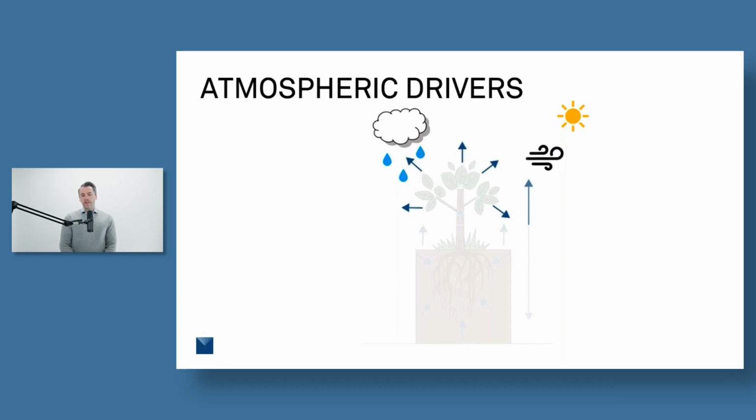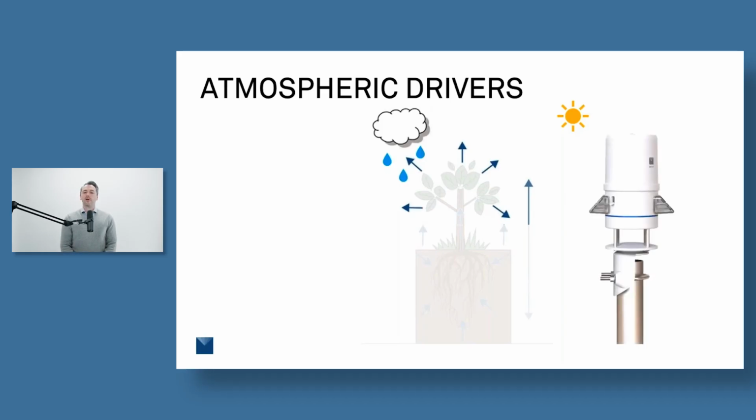Wind is an important factor, as it's going to affect the boundary layer and affect how much water is lost. And then relative humidity is also a really important parameter here that I don't have a cute little graphic for. For all this, you need some sort of a weather station to measure these parameters.